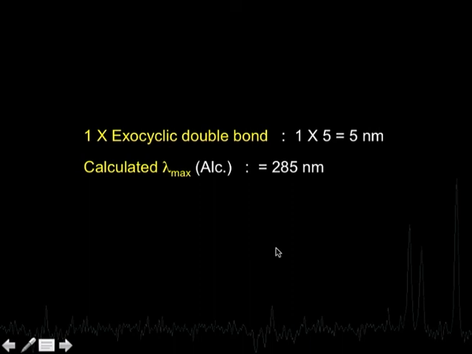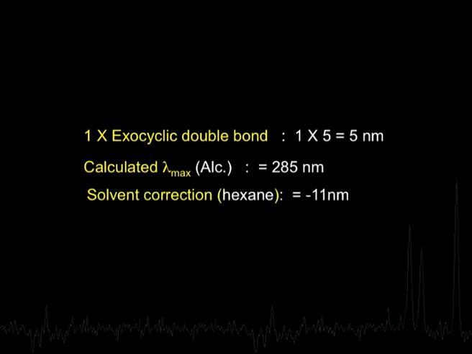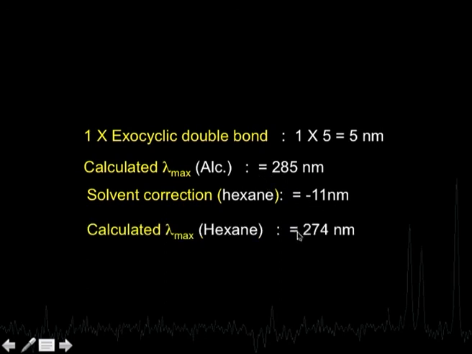But our objective was to find the value for hexane as the solvent system. So we have to apply the solvent correction there. The solvent correction for hexane happens to be minus 11 nanometers. So to get the value in hexane, we take 285 minus 11, and the value will be 274 nanometers. That is how we apply the solvent correction. If I want to find a lambda max value for any solvent other than alcohol, then I have to apply a solvent correction. Otherwise, if I am using alcohol as the solvent system, then the typical base values and those of the substituents from the tables can be used together to get the value of lambda max.